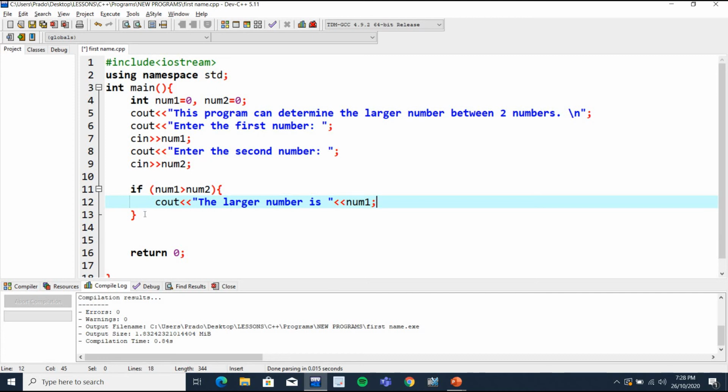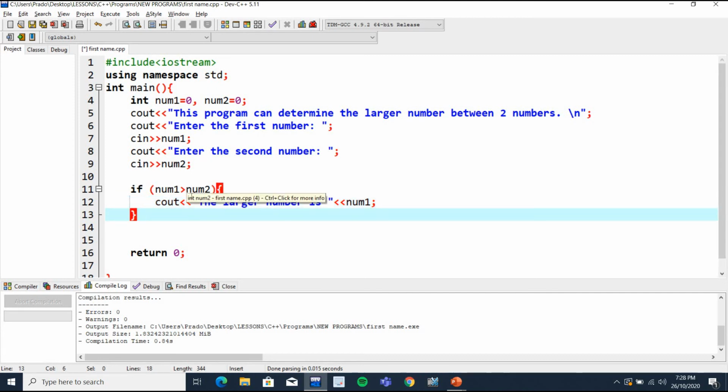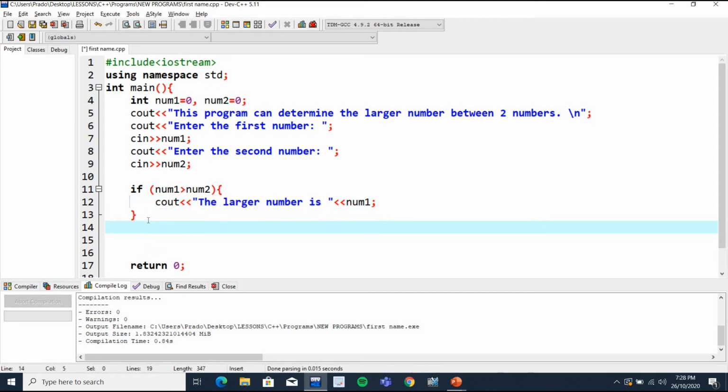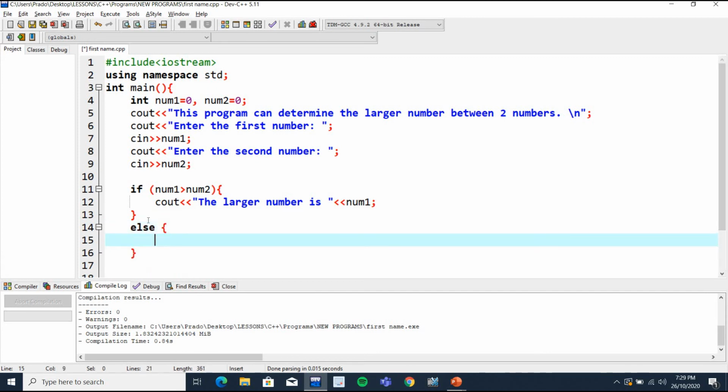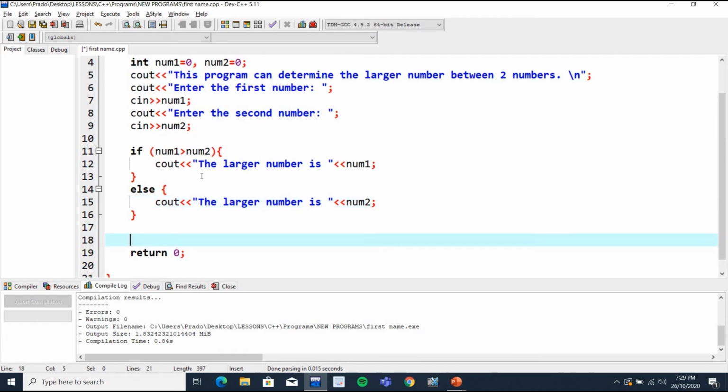Paano naman kung hindi mas mataas si num1 kay num2? Ibig sabihin, syempre, mas mataas si num2. So, else, lagyan natin si brace, else, cout, the larger number is, syempre, si num2. Semicolon. So, let's try to run the program. Syempre, huwag natin kakalimutan si return 0. Ayan.